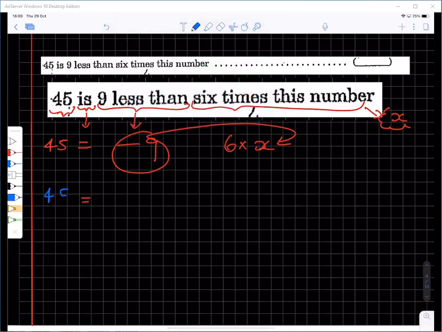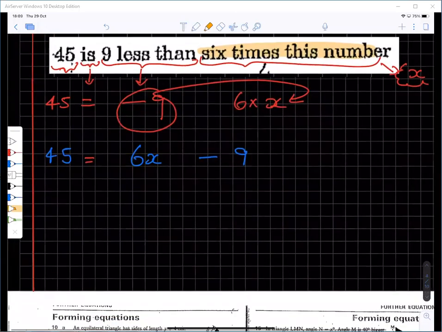If you write 45 is equal to 6x minus the 9, you write it that way around because the 9 has been taken away from 6 times this number. So it makes sense for us to write this part first over here, the 6x, and then the 9 less than afterwards. Okay? Yeah. So now we're going to be dealing with the blue line.